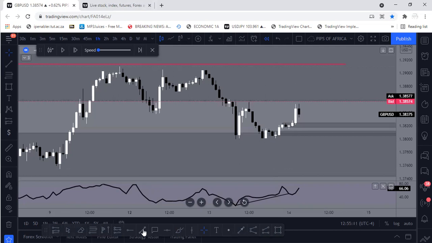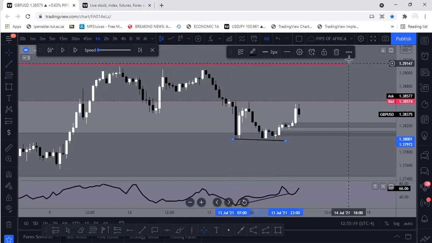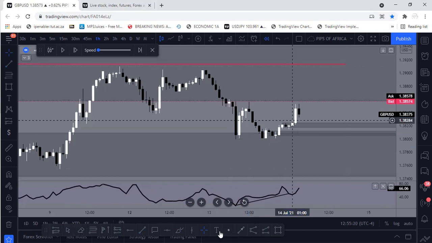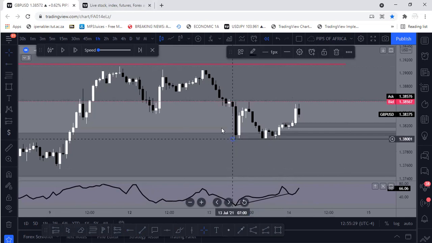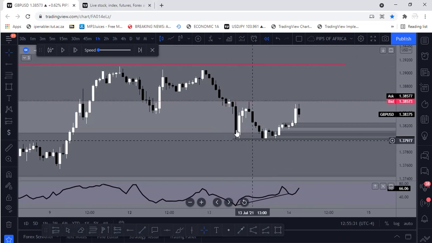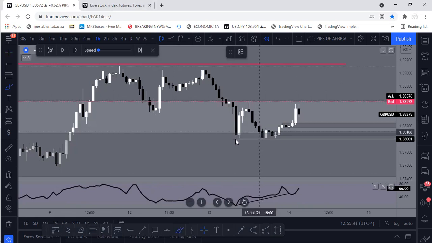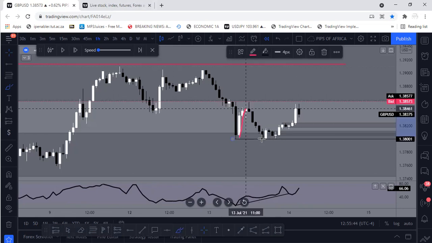Here, what happened? Okay, let me use this one. I want to show you that the divergence was not there. You see here, this low, this is the lowest low. The market didn't come below. We wanted to see something like this: the market moving up, moving down, then moving up.